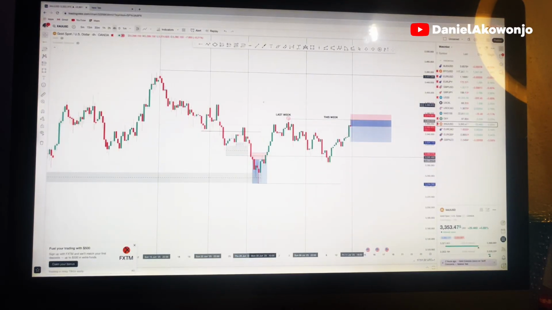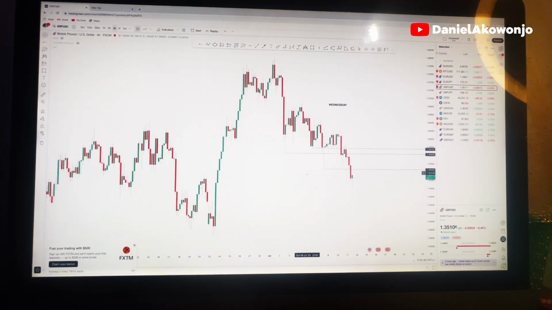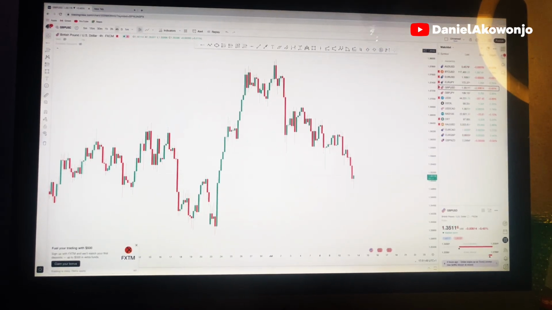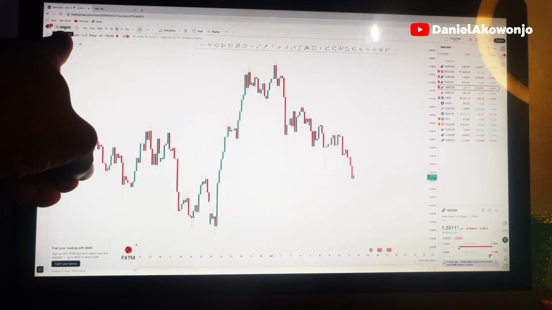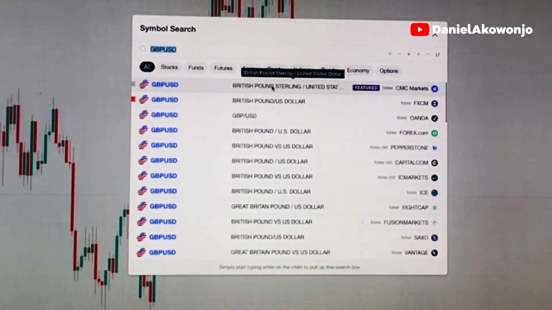All right guys, so this is very simple. All we're going to do is go to GBP USD. I'll explain this later. GBP USD is a pair known as Great British Pound versus the United States dollar, as you can see right here. If you go to the search button, you can see the search for GBP USD. You see here Great British Pound Sterling versus the United States dollar.